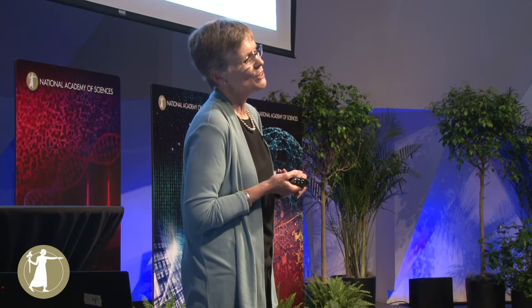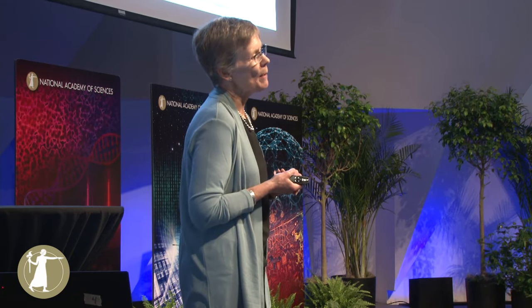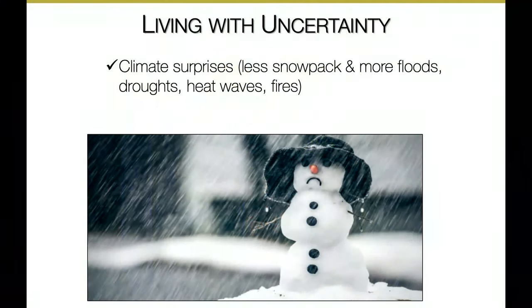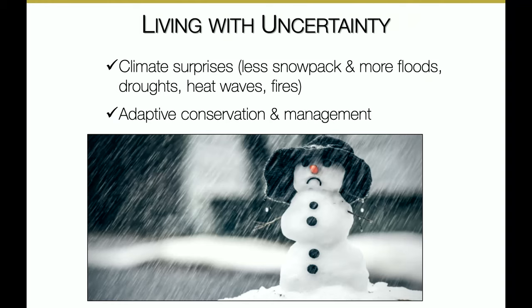We need to live with uncertainty. Periods of rapid climate change always involve surprises, more floods, more droughts, heat waves, fires, and so on. And conservation strategies need to be highly adaptive to account for this. We need strategies that provide resilience for ecosystems and also some redundancy.